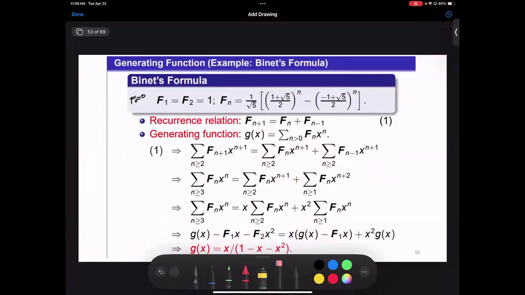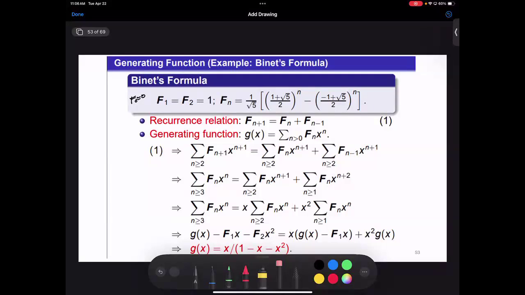So let me quickly go through the Fibonacci numbers. The Fibonacci numbers are defined by, we start 0, 1, 1, 2, 3, 5. Each number is the sum of the previous two. There's a beautiful formula called Binet's formula, which gives an explicit expression for the nth Fibonacci number. So you can jump to the nth Fibonacci number.